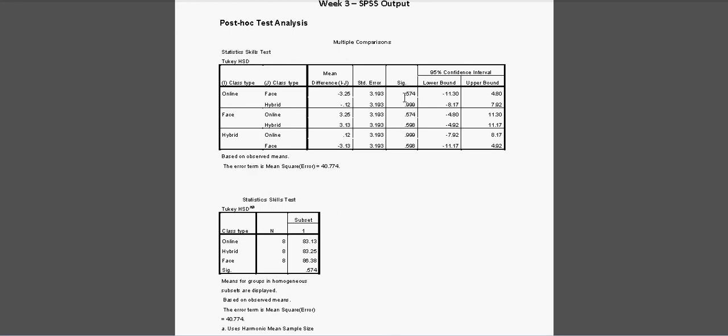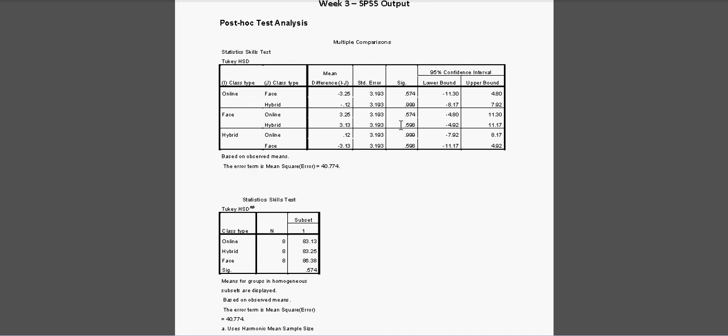Now it shouldn't be surprising to you that when the overall test is not significant, we don't see any of these pairs as significant. So what we're looking at is: is online different than face-to-face? No. Is online different than hybrid? No. Is face-to-face different than hybrid? No. But if your ANOVA is not significant, you actually don't consider these. Ignore them, pretend they don't exist, because your overall test has already told you there aren't differences.